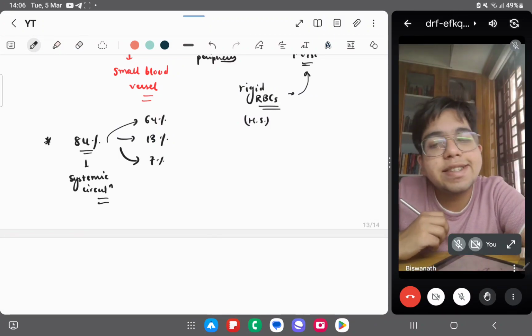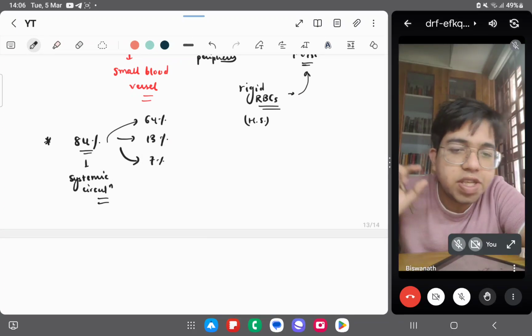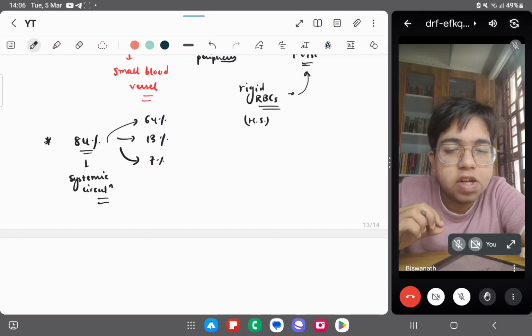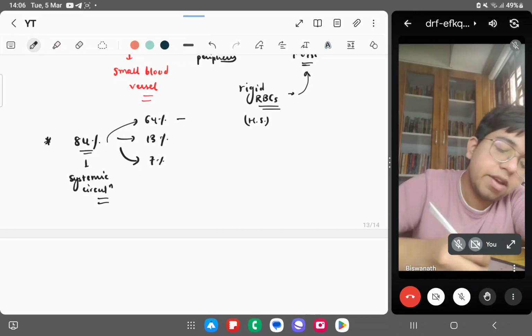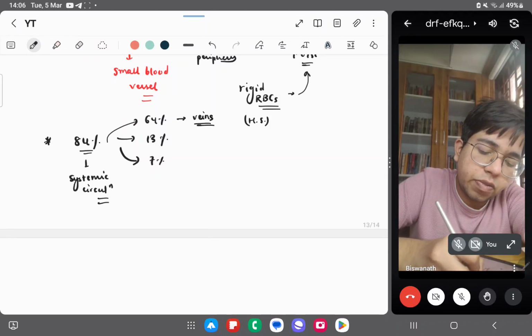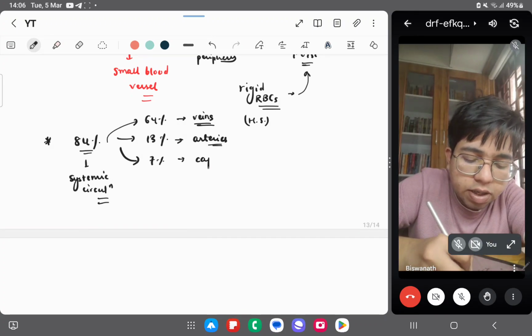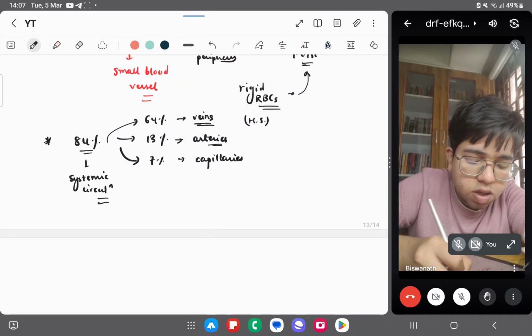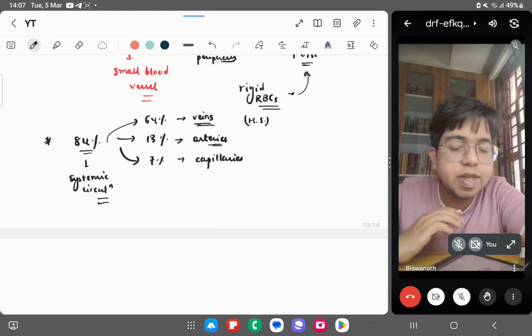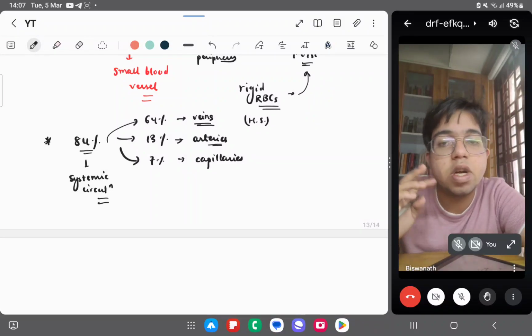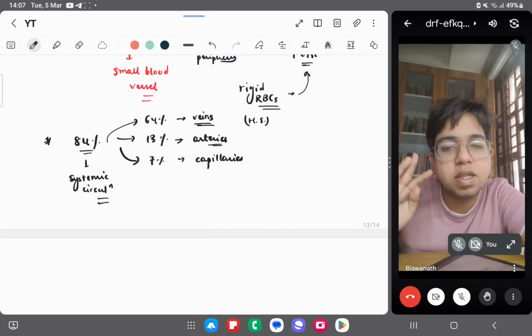Can you just guess which part will have 64% of the blood? Which vessel of our body is known as a reservoir of blood, vein or artery? Vein. Okay, so this is veins. 13% is present in your arteries and 7% in your capillaries. So 84% blood: 64% in veins, 13% in arteries, and 7% in your systemic capillaries. Just remember that.